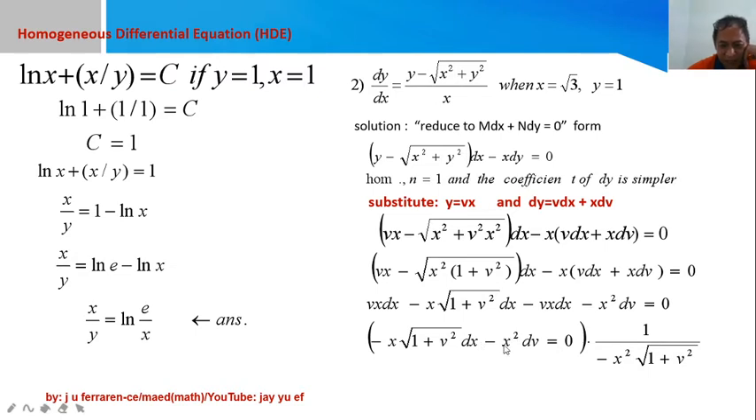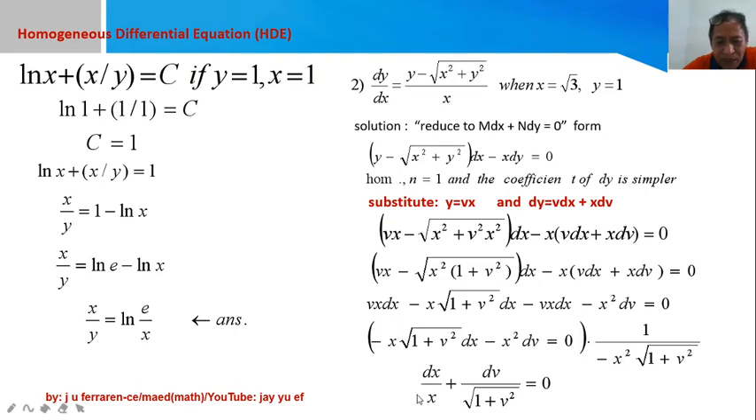X squared here is also not needed now, because this is v. So I can divide with x squared. This is now the resulting differential equation after separating your variables: dx over x plus dv over the square root of 1 plus v squared equal to 0.